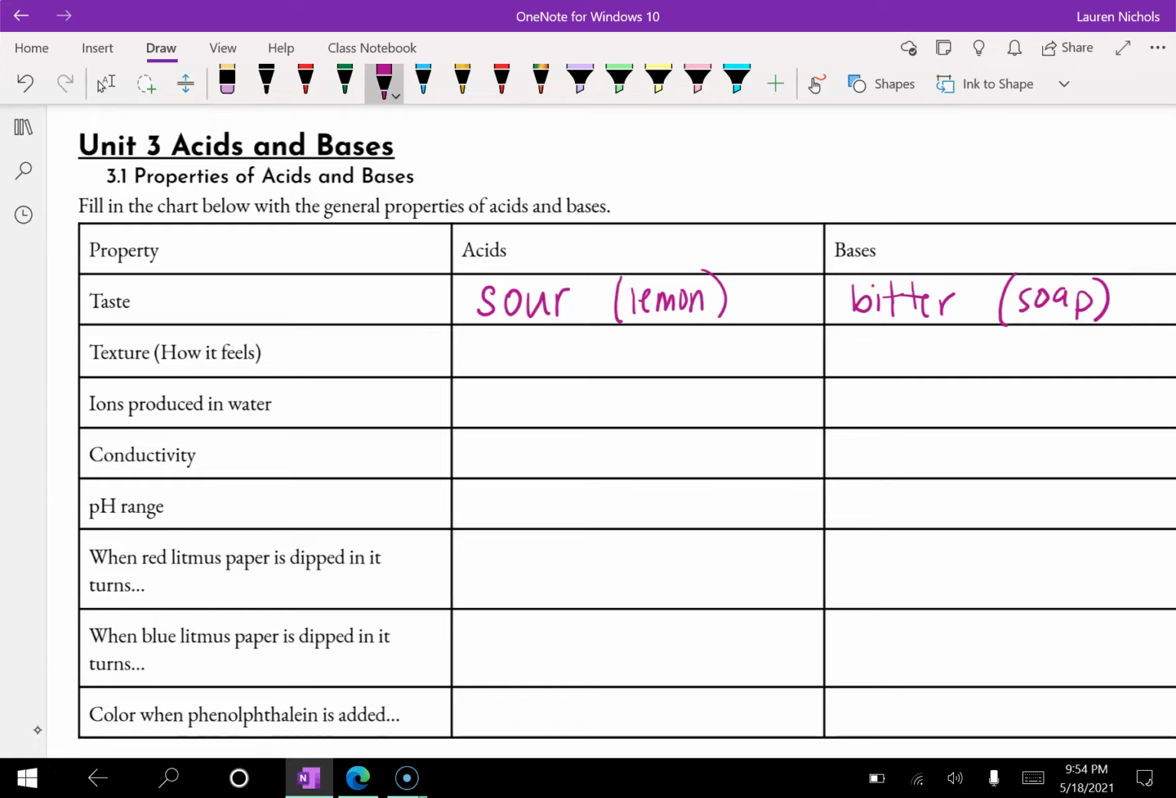Now, texture or how it feels, an acid is going to feel like water. It's just going to feel normal. But a base is going to feel slippery.